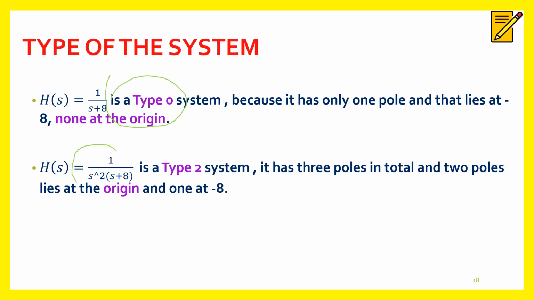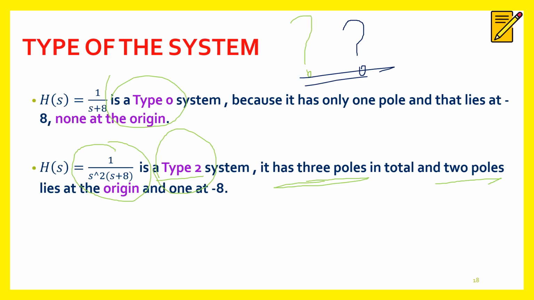In the next case, 1 divided by s square into s plus 8. So it is a type 2 system. Here we have totally 3 poles. One pole is at minus 8 and 2 poles are at origin, and hence the system is called a type 2 system. So how can we define the type of the system? We can define the type of the system as the total number of poles present at origin. The total number of poles at origin will decide the type of system.